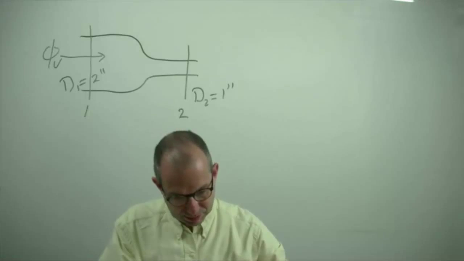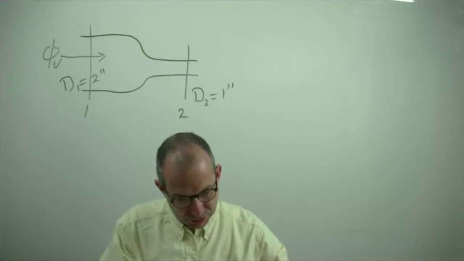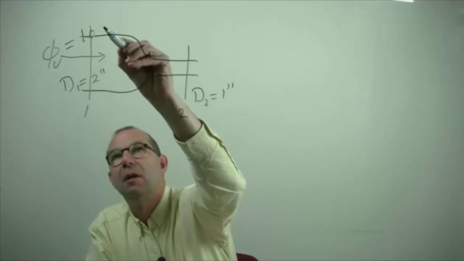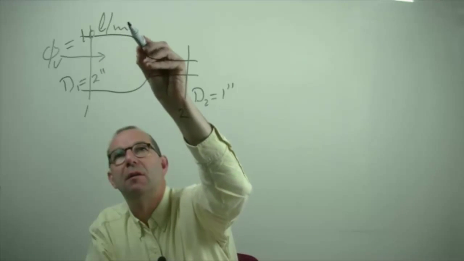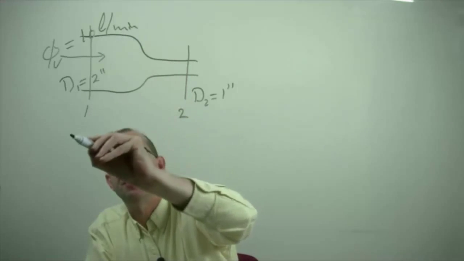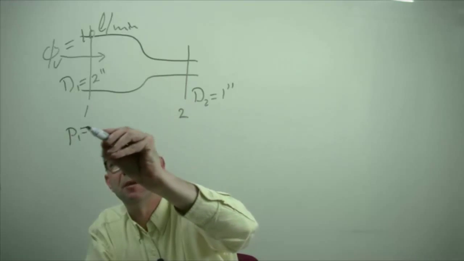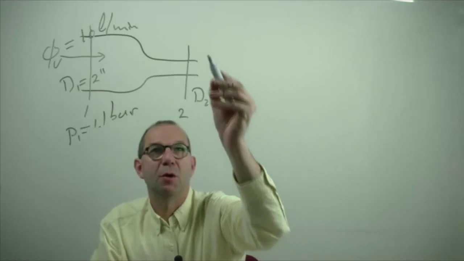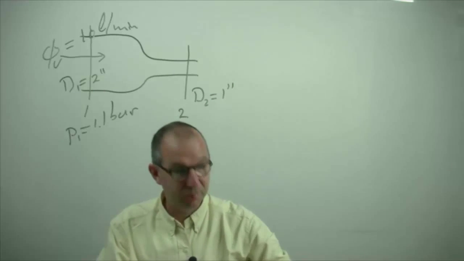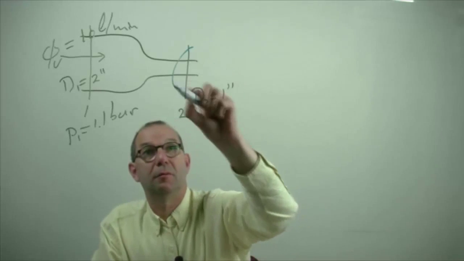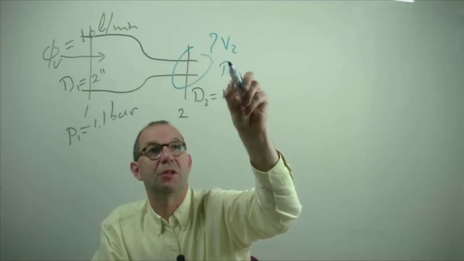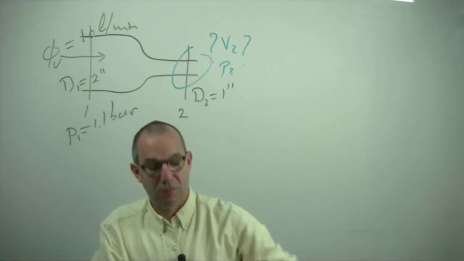of 10 liters per minute. And the pressure here 1.1 bar. And I would like to know what happens here. What is V2? What is P2?